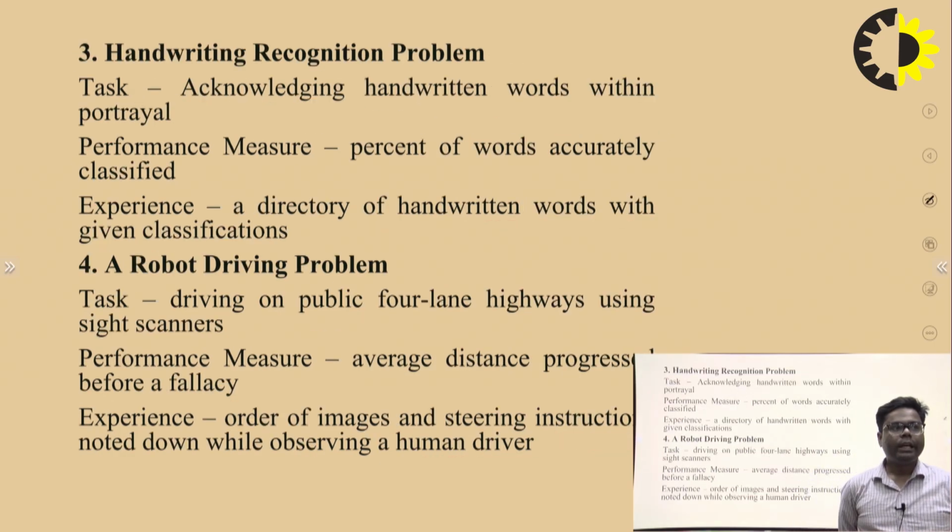Now the third is the handwriting recognition problem. The task is recognizing handwritten words within images. The performance measure is the percent of words accurately classified, and the experience is a database of handwritten words with given labels. A robot driving problem: the task is driving on public four-lane highways using vision sensors. The performance measure is the average distance traveled before an error, and the experience is a sequence of images and steering commands recorded while observing a human driver.